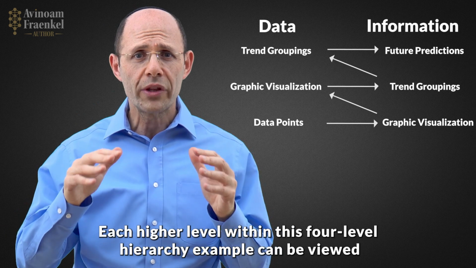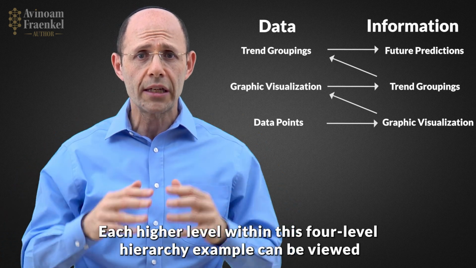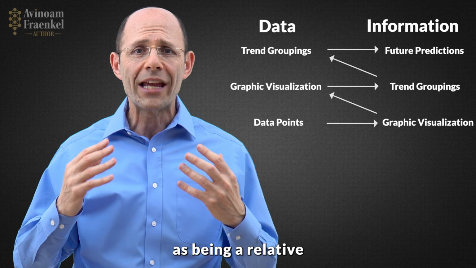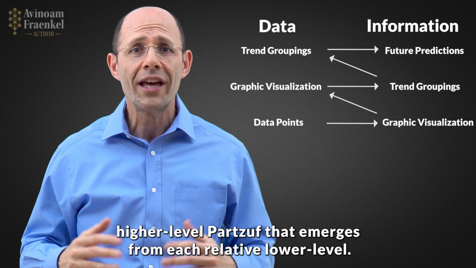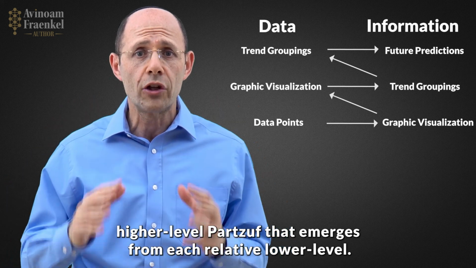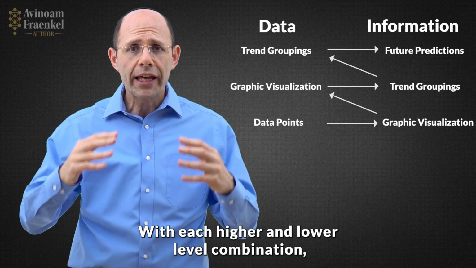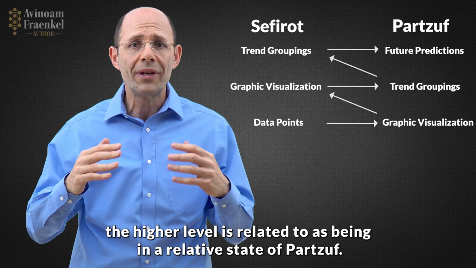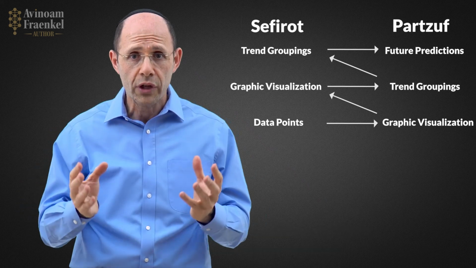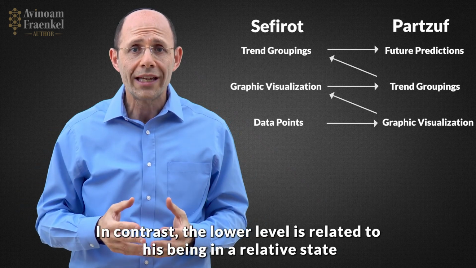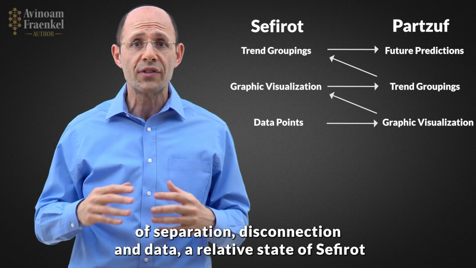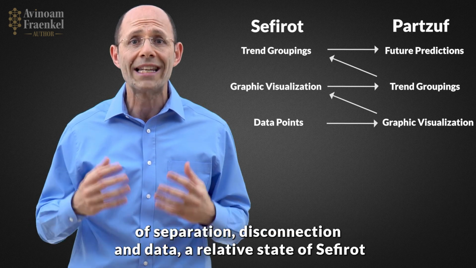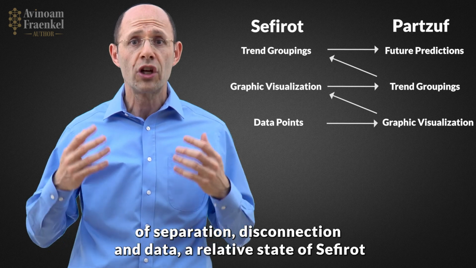Each higher level within this 4-level hierarchy example can be viewed as being a relative higher level Partzuf that emerges from each relative lower level. With each higher and lower level combination, the higher level is related to as being in a relative state of Partzuf. In contrast, the lower level is related to as being in a relative state of separation, disconnection, and data, a relative state of Sefirot.